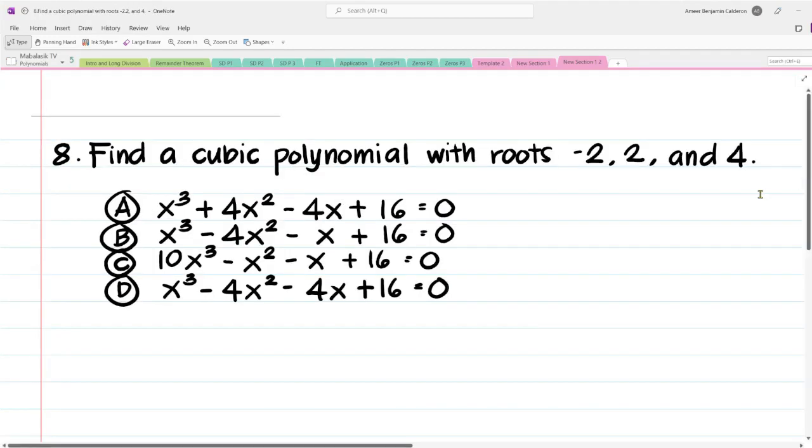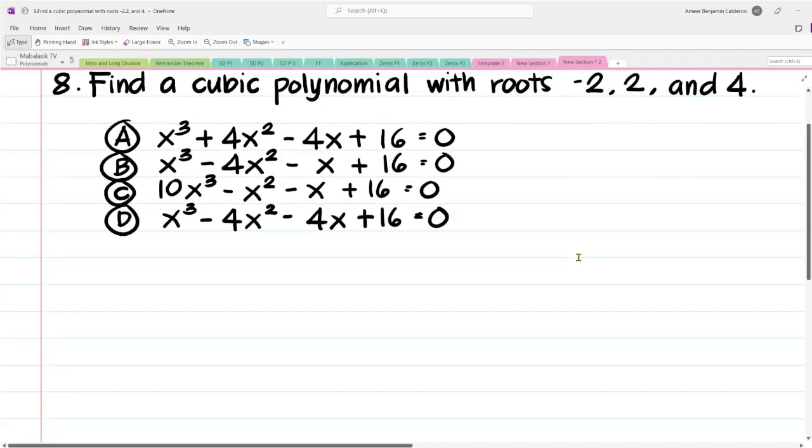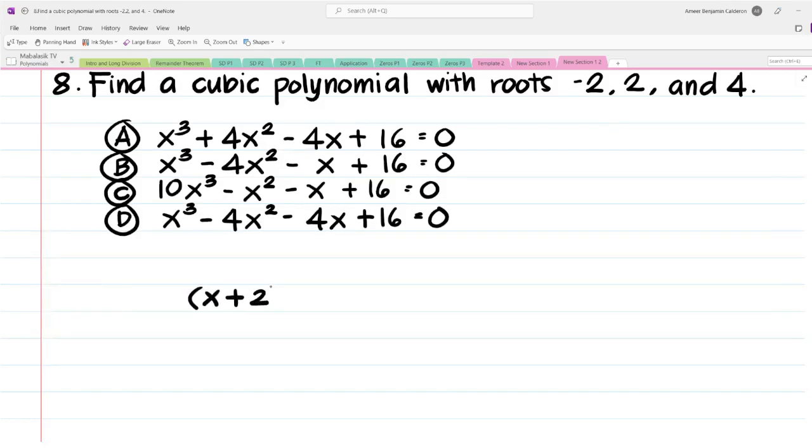Find a cubic polynomial whose roots are negative 2, positive 2, and negative 4. So, we have a lesson about this. So, what we want to do is to write first the polynomial in factored form using the given roots. So this is an x plus 2. Saan nanggaling yung x plus 2? Doon sa x minus 2. Di ba? Change the sign.